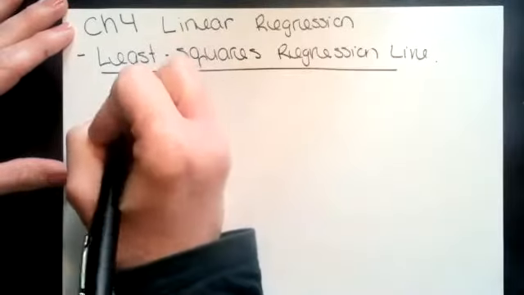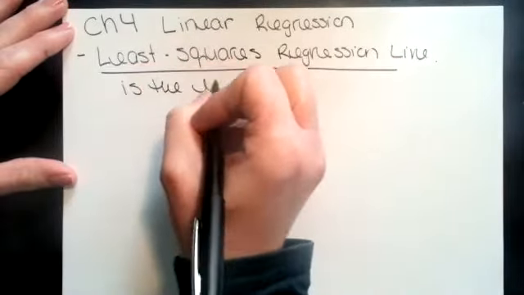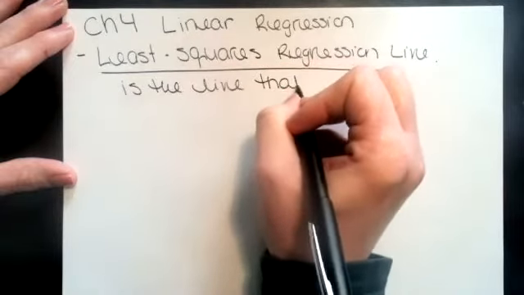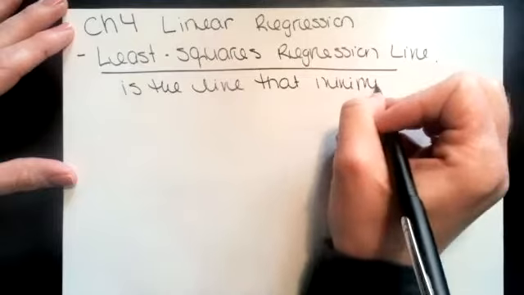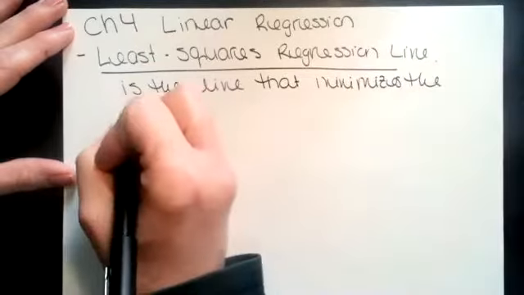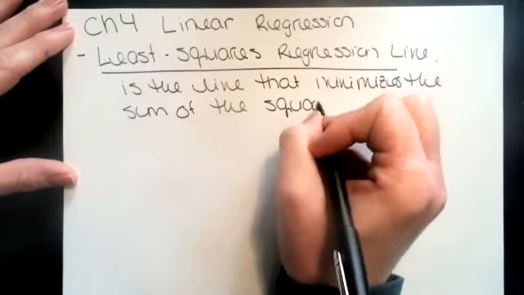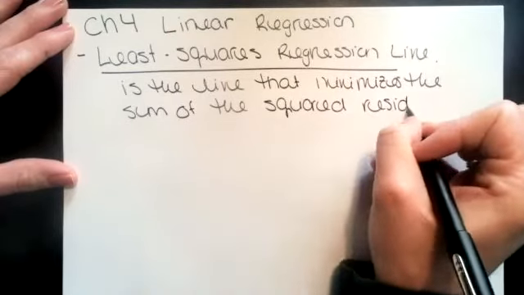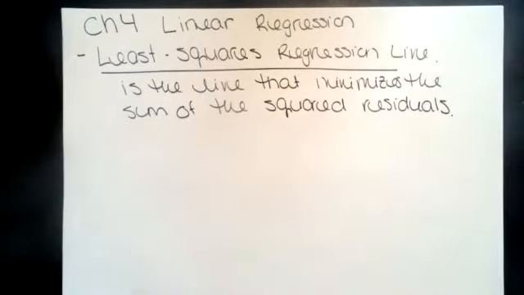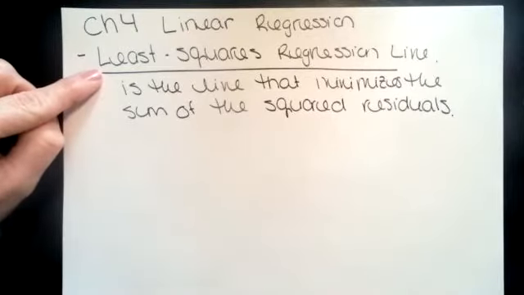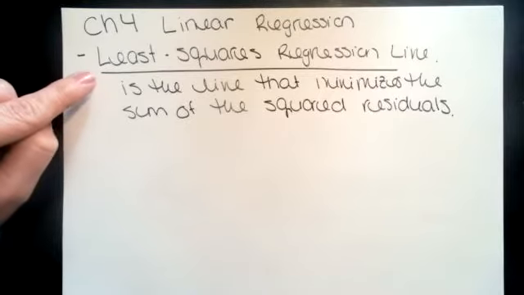And this is the line that minimizes the sum of the squared residuals. So in order to know what that means, we have to look at a visual and talk about what residuals are, what we are minimizing, and what this looks like. What I want you to know is that the least squares regression line is the line of best fit. This is the line that will best describe the linear relationship between X and Y.